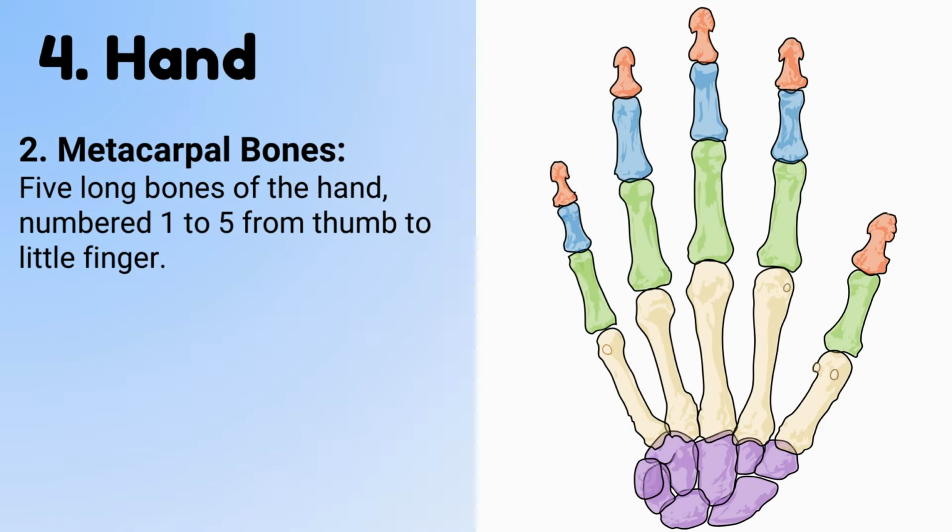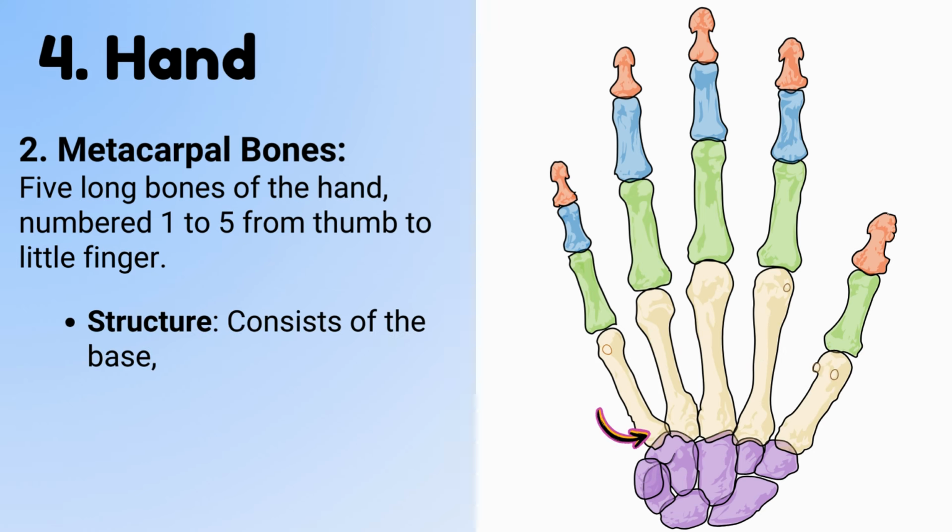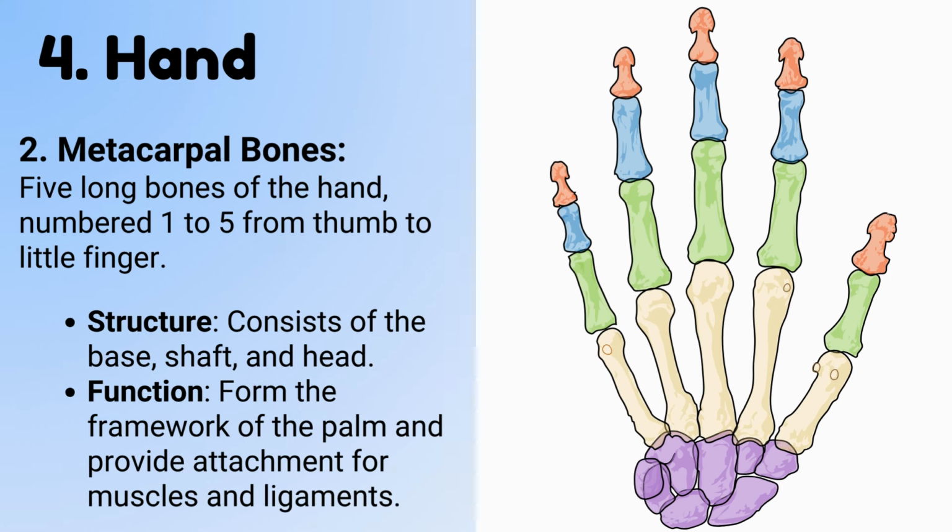Metacarpal bones. These are 5 long bones of the hand, numbered 1 to 5, from thumb to little finger. Structure. It consists of the base, shaft, and head. Function. They form the framework of the palm, and provide attachment for muscles and ligaments.